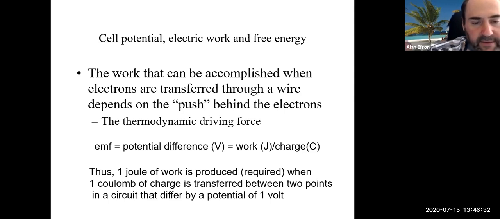And the work that really can be accomplished when the electrons are transferred through a wire depends on that thermodynamic driving force. So again, there's that driving force that's going to make those electrons want to go from one side to the next. And the EMF, or the cell potential, or the potential difference, is equal to the work divided by the charge. 1 joule of work is produced from 1 coulomb of charge as those electrons transfer from one point to the next via a wire.